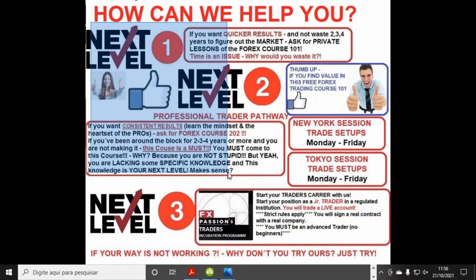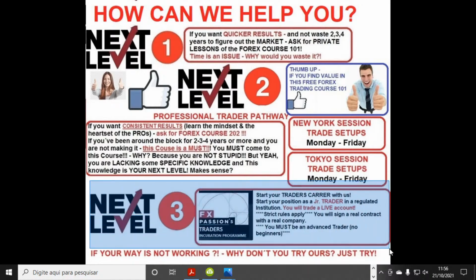So those are the next 2 levels in trader development. And of course, if you're an advanced trader like MHB, you can join us in the New York session when we trade together, or the Tokyo session when we trade together. And finally, if you want to trade with an institution, having a boss, then you can ask for incubation, where we are going to give you the institutional money to trade. Of course, strict rules apply. This is not a joke, everybody. Okay? And you must be an advanced trader. No beginners in here, of course.